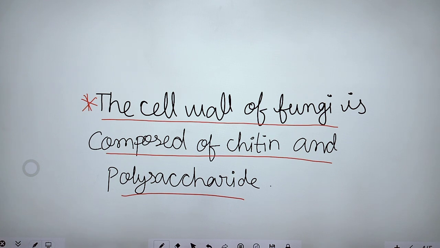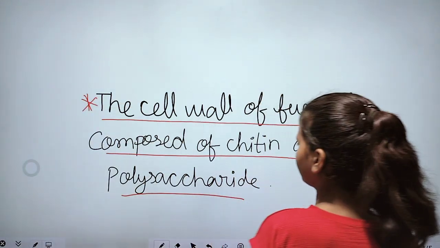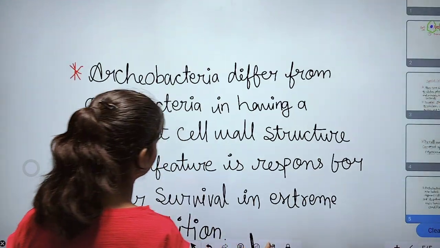And the bacterial cell wall is made up of polysaccharide plus amino acid, the name is peptidoglycan. In other plants it consists of cellulose, hemicellulose, pectin and protein. And algae have a cell wall made of cellulose, galactans, mannans and minerals like calcium carbonate. The cell wall of fungi is composed of chitin and polysaccharide.